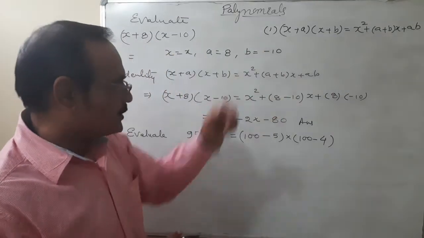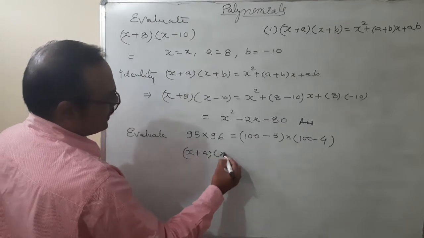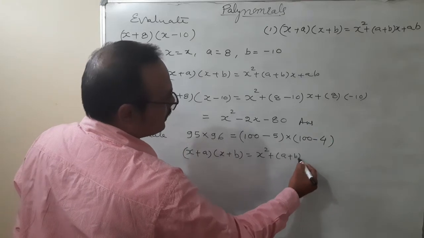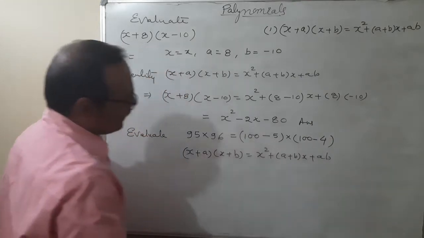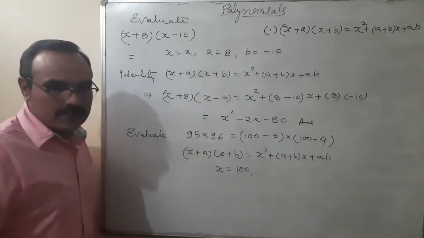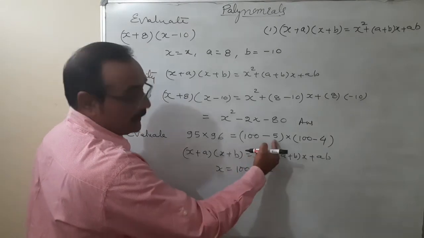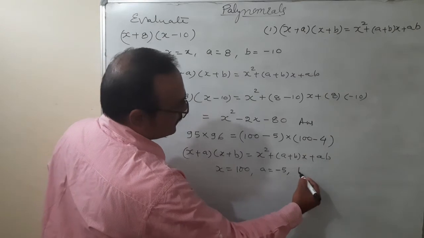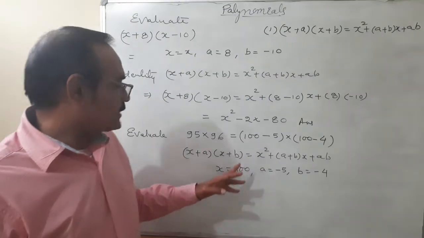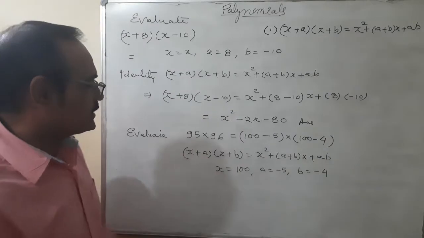After that, using the identity, x plus a multiplied by x plus b is equal to x square plus a plus b into x plus ab. Now let us see, x is equal to 100. Where there's x, we can put 100. In place of a, minus 5, and b is equal to minus 4. Three values, x is 100, a is minus 5, b is minus 4 will be substituted in this identity.